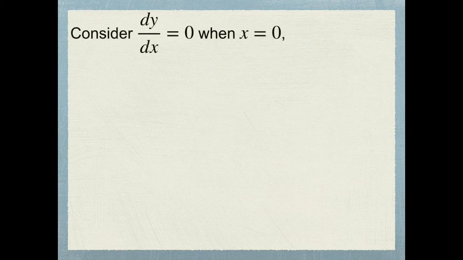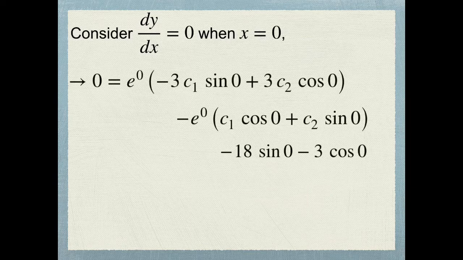And obviously, the other known value is dy by dx equal to 0 when x is equal to 0. So, substituting this in the derivative value, we are getting y is equal to 0. Now, e to the power of 0 minus 3 c1 sin 0 plus 3 c2 cos 0 minus e to the power of 0 c1 cos 0 plus c2 sin 0 minus 18 sin 0 and 3 cos 0. Substituting the values of sin 0 and cos 0 and simplifying the term, we are getting the value for C2 to be equal to 0, right?